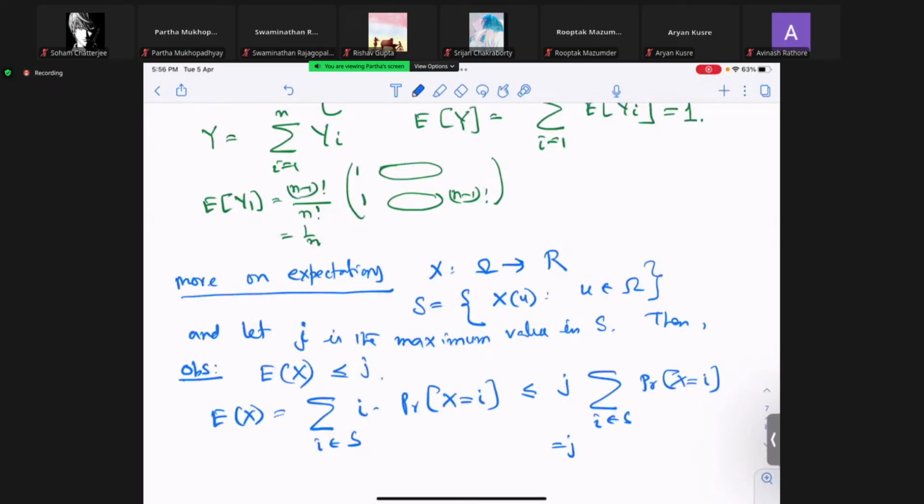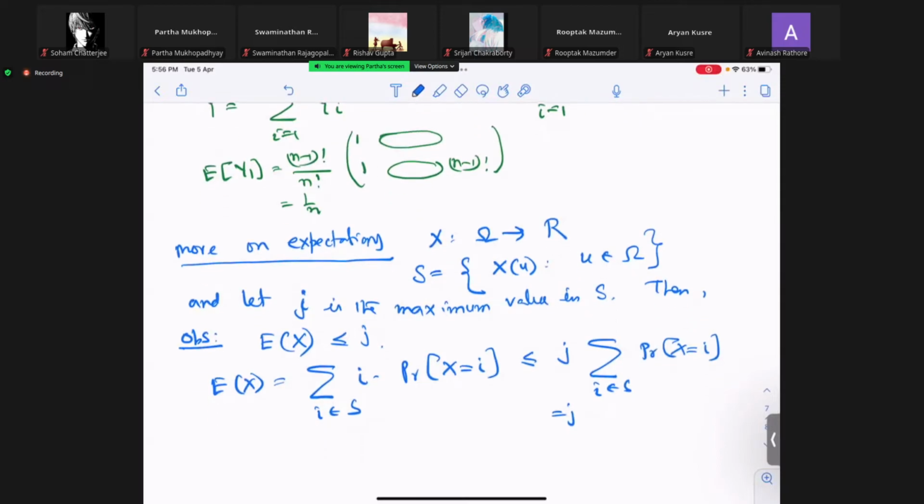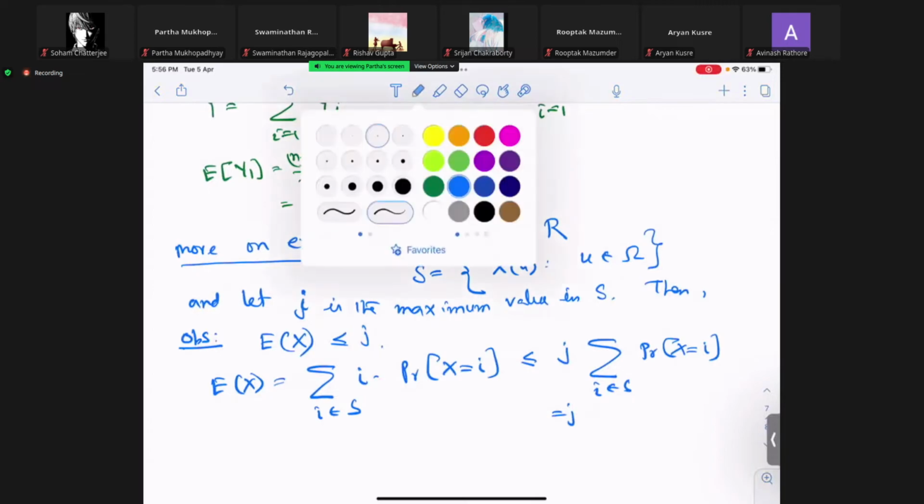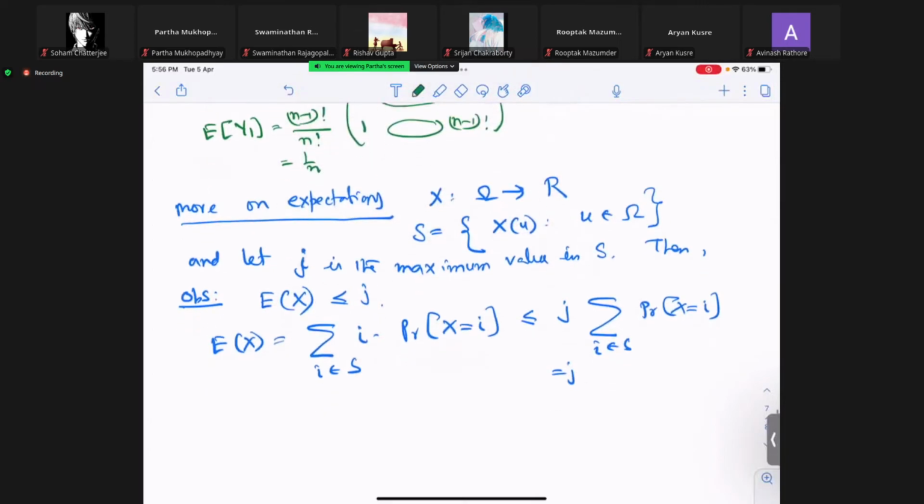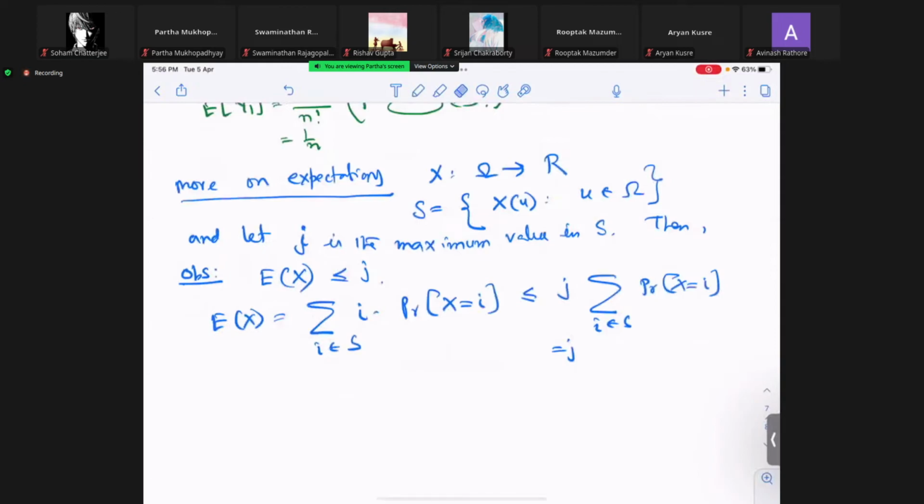So remember this principle that expectation is always bounded by the maximum value of the range of the random variable. There's nothing deep in it, but let's now see some examples. These examples are from graph theory.